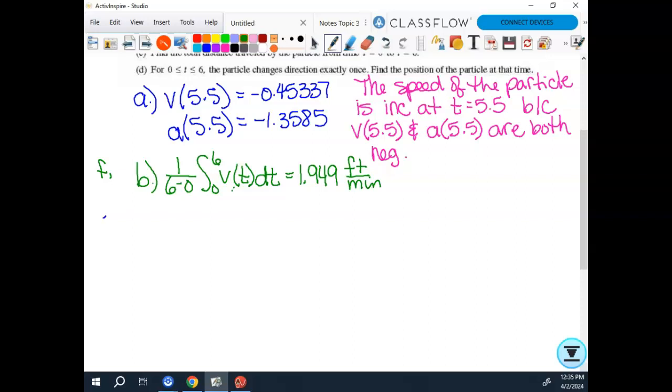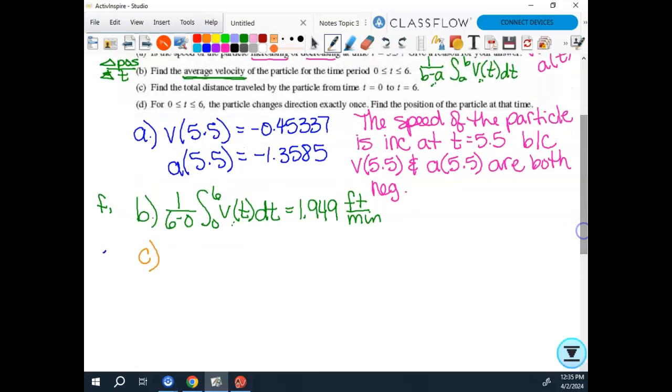Okay. C, let's see what C says. C says find the total distance traveled by the particle from 0 to 6. Now, remember, if I integrate velocity, I get position, right? But when I integrated it and then I divided, that's why I got the average velocity. If I want the total distance, I integrate velocity to get distance. So I'm going to go from 0 to 6, v of t dt.